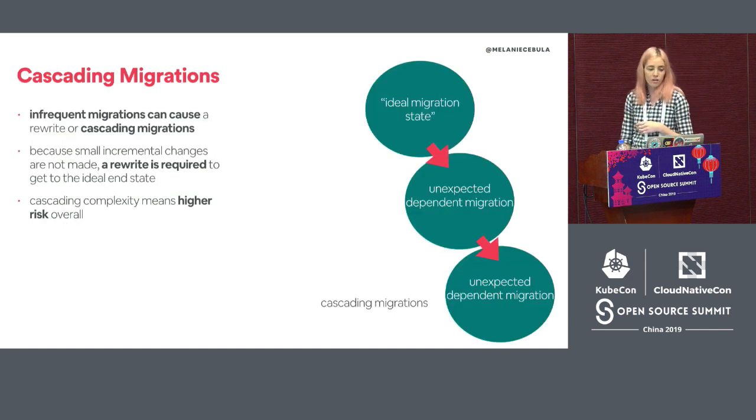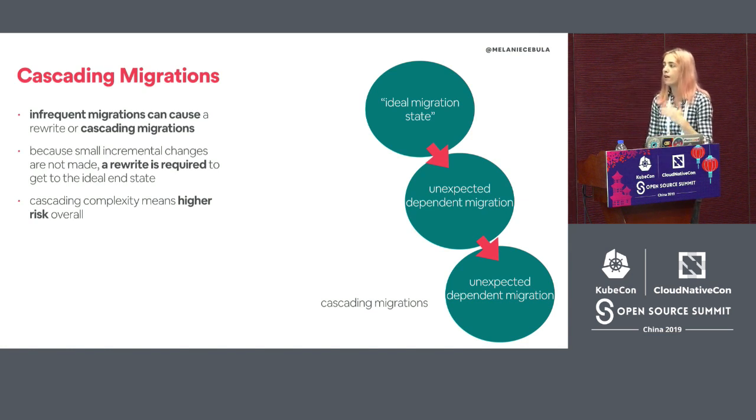And so I like the term cascading migrations, where basically, if you decide, oh, I don't want to do a migration today, I don't want to do a migration a year from now, and then finally you start doing your migration, you'll realize that there's a lot of things you need to do to reach what I call the ideal migration state. Like, I want to run in Kubernetes. What are all the things I need to do to get there?